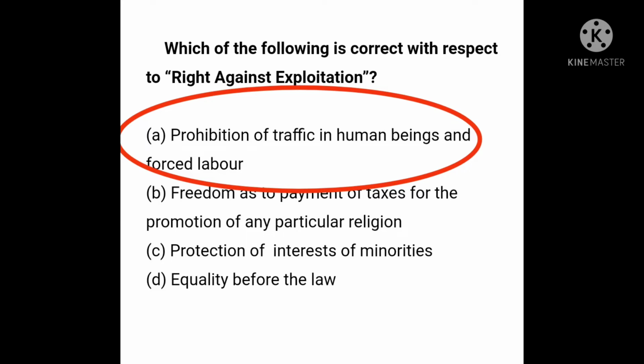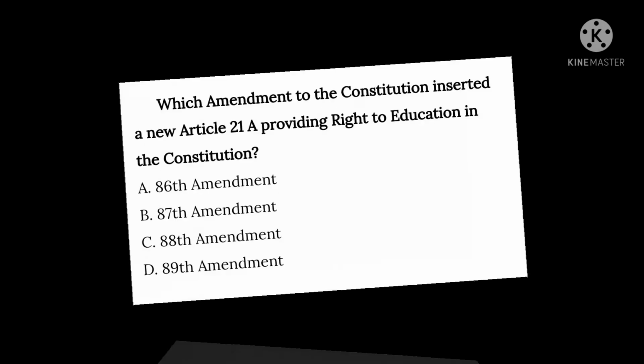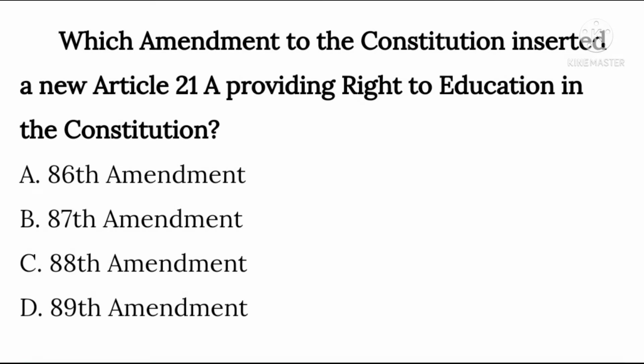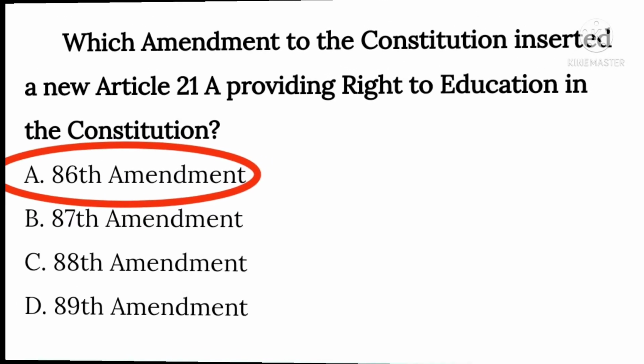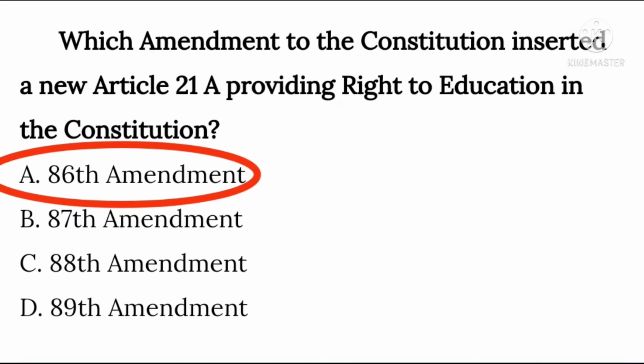Then the next question. Which amendment to the Constitution inserted a new Article 21A providing the right to education in the Constitution? Option A, 86th Amendment. Option B, 87th Amendment. C, 88th Amendment. And option D, 89th Amendment. The right answer is option A, 86th Amendment.